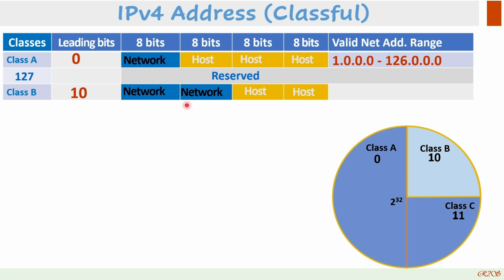Another key, important part in class B is that the 2 leftmost bytes are the network address and the 2 rightmost bytes are the host address. So that means now we can have 2 to the power 16 networks and 2 to the power 16 hosts, that is, 16 bits for network address and 16 bits for host. So we are getting more networks, but comparatively smaller networks than class A. So what is the valid range of class B?